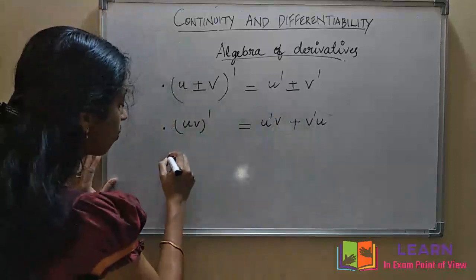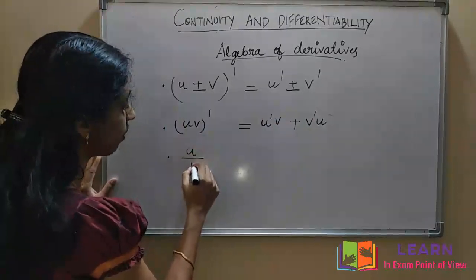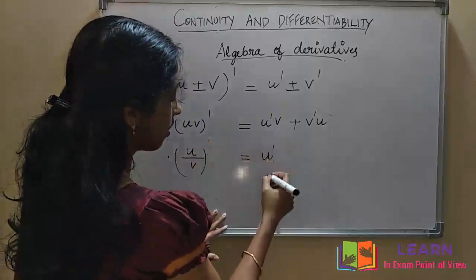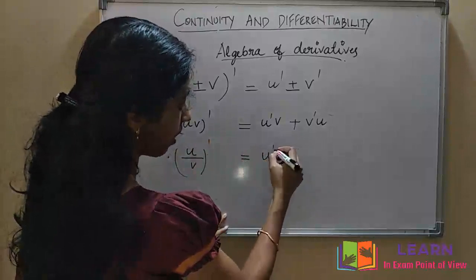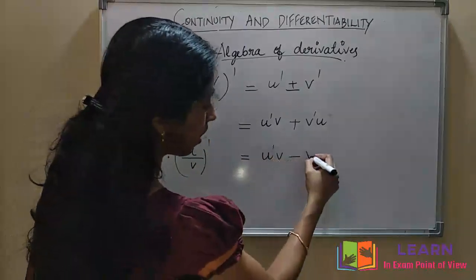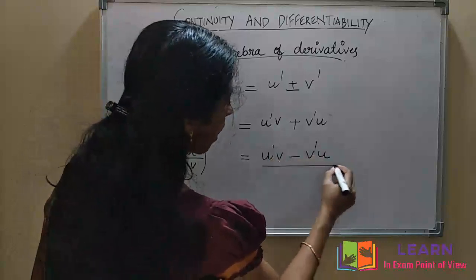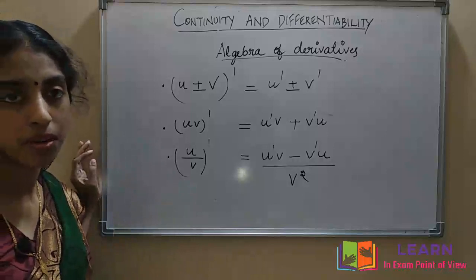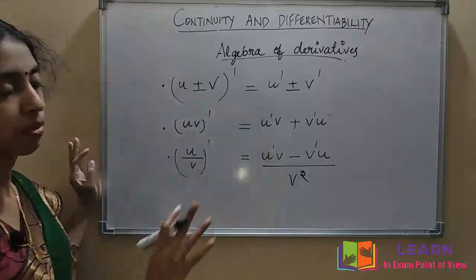Then next we have the quotient rule, that is (u by v)'. You first find the derivative of u, keep v as such. Here the minus sign is there. Then v' u, divided by v square. This also you should keep in mind. That is the algebra of derivatives.